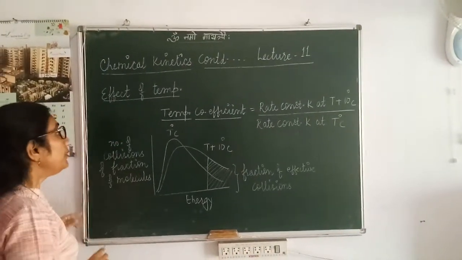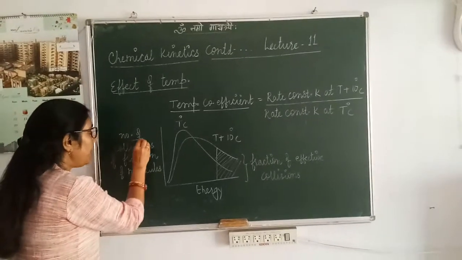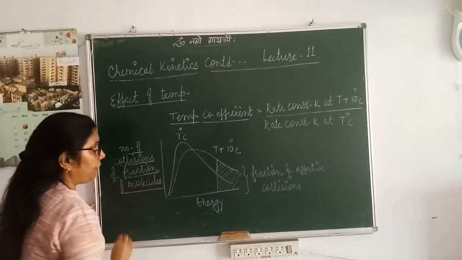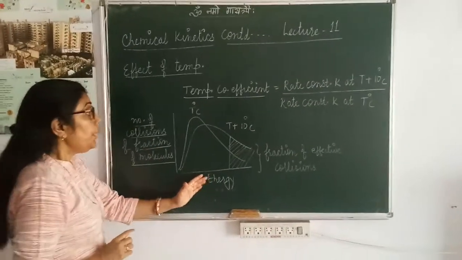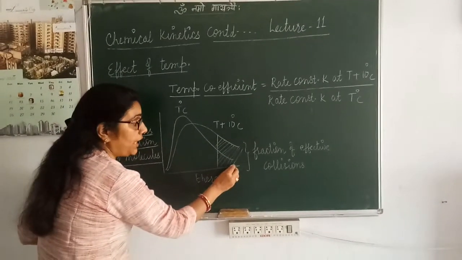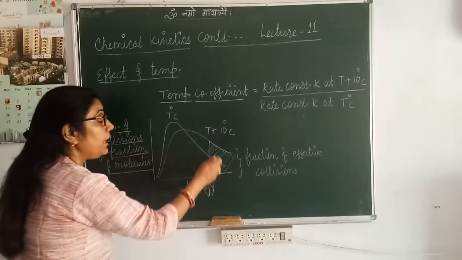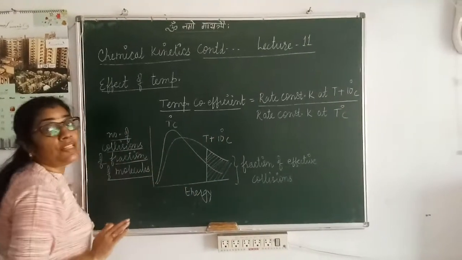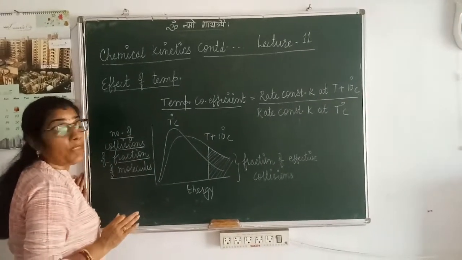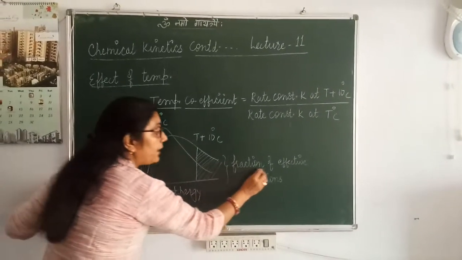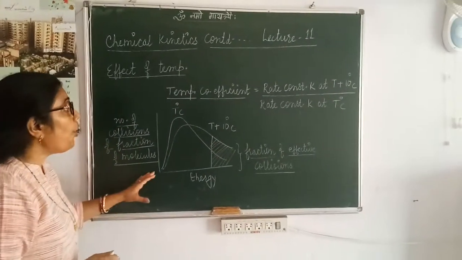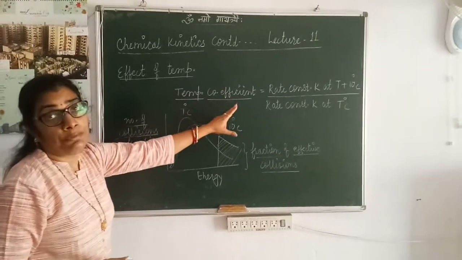And you can see the graphical representation, the fraction of molecules against energy. Now at T degree Celsius, this many molecules are forming the products, or this is the effective collision, but when the temperature has been increased by 10 degree Celsius, the rate becomes almost double. Why does it happen? Because the fraction of effective collisions gets doubled, and this is what is known as the temperature coefficient.